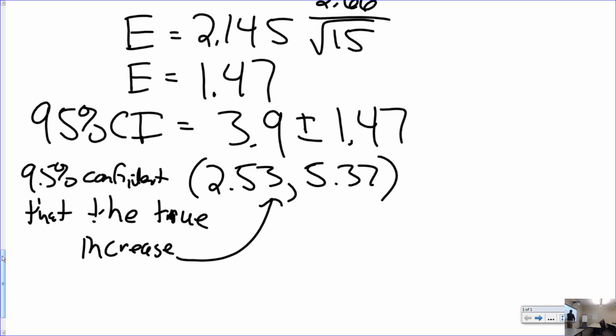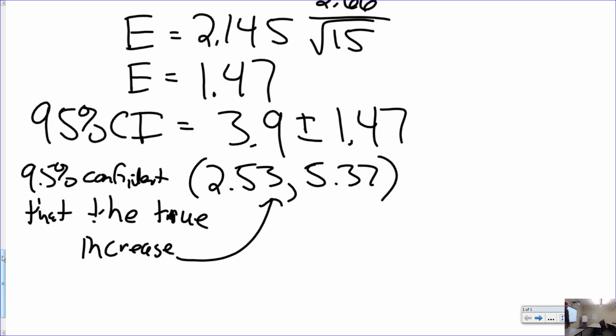The real number could be anywhere. It could be like -7 for all that we know, right? But we're just saying that we're 95% sure that the increase is somewhere between these two numbers. Is it really 3? I don't know. Maybe it's 5, maybe it's 8, and it's in the 5% range. We don't know, but that's what we're trying to prove.